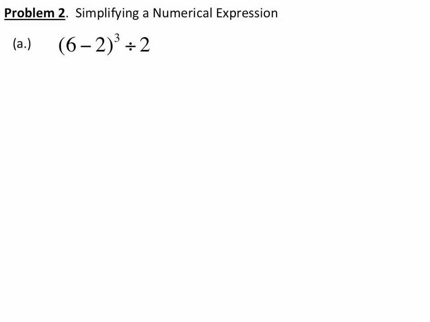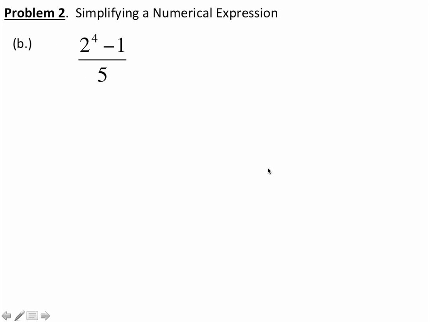So in this example, the first thing I got to do is those parentheses. So 6 minus 2 is 4. All right. So I got 4 cubed divided by 2. Now I got to do my exponent next. So 4 cubed is 4 times 4 times 4, which is 64, excuse me. And then I have to divide by 2. Well, 64 divided by 2 is just 32. So I simplified it. I did my parentheses first, got an answer. Did my exponent next, and then I divided.